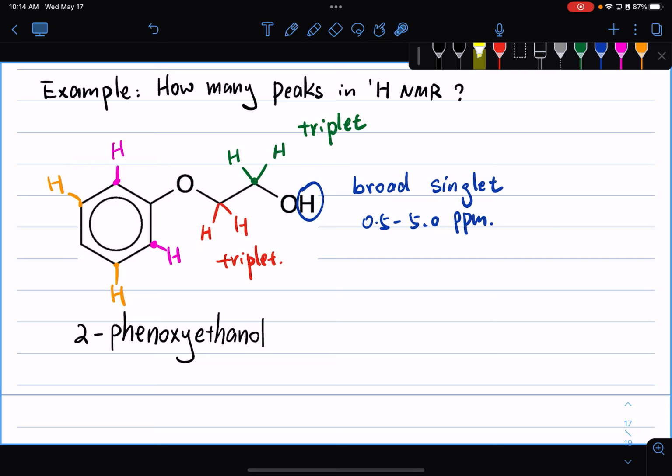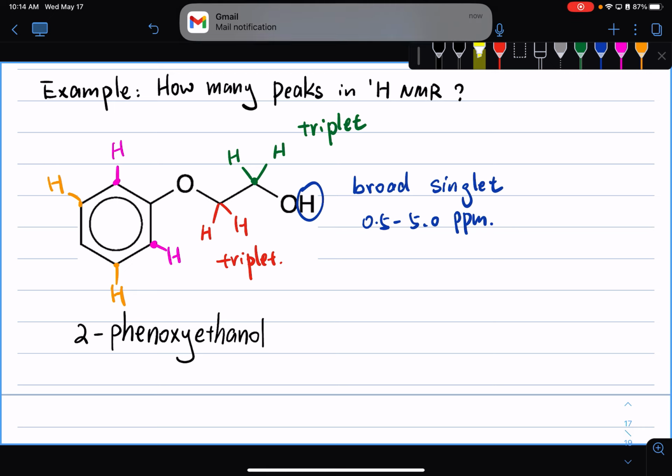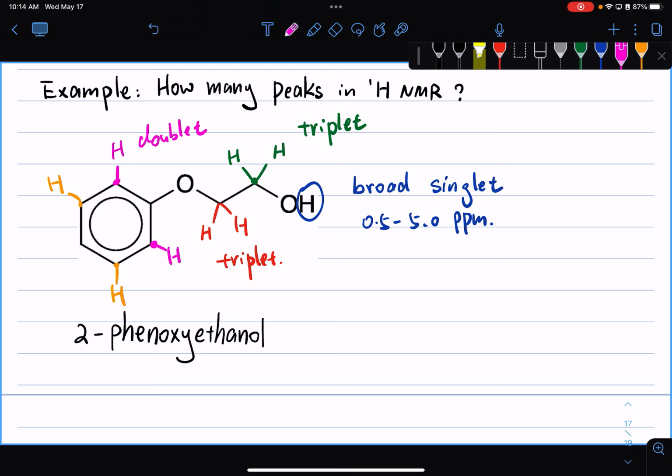So around each of my pink hydrogens, on the carbon neighboring that pink carbon, we have one hydrogen attached to it. So we're expecting these ortho CH to be a doublet. They are chemically equivalent, so they will show up as one single peak. And what about my orange one? My orange ones, these two are chemically equivalent.